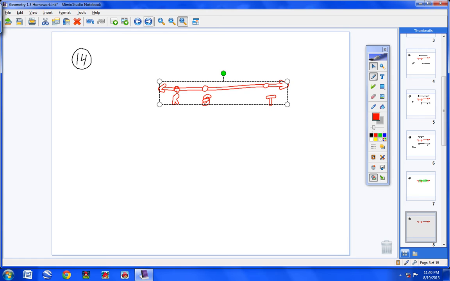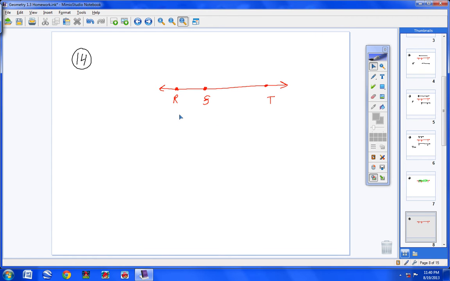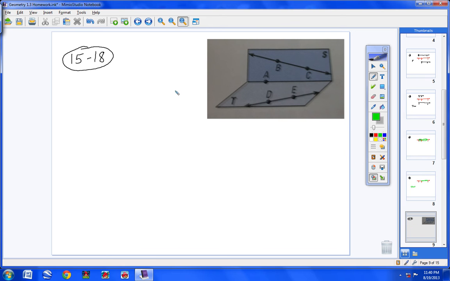All right, number 14. Segment ST is the same as segment TS. Well, let's see. Segment ST goes from here to here, and that's the same as segment TS, going from here back to here. Yes, that's true. It's the exact same segment. Yes. Segment ST is the same thing as segment TS. The exact same thing.